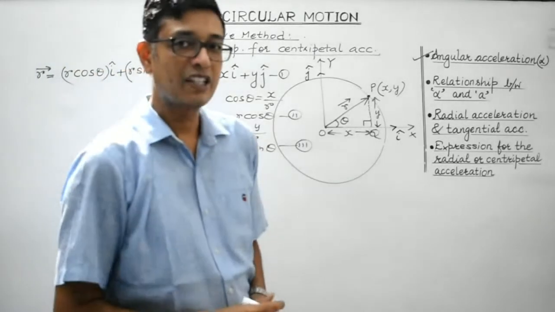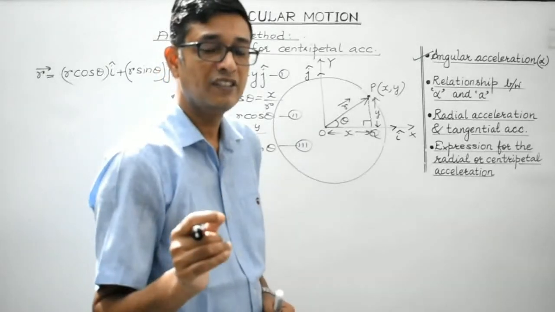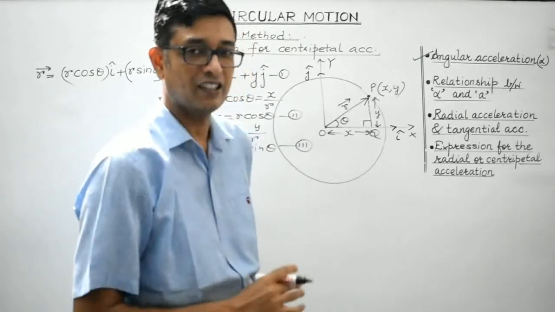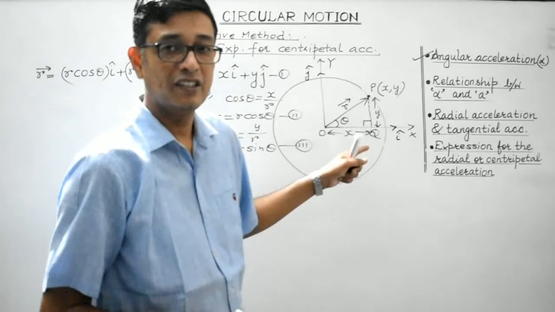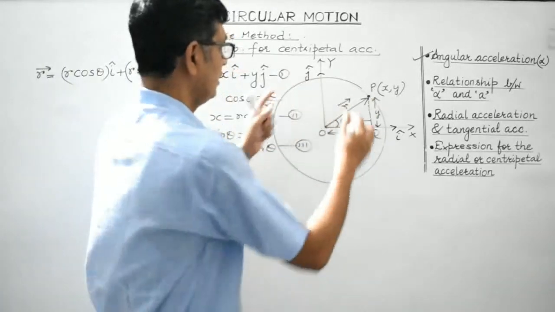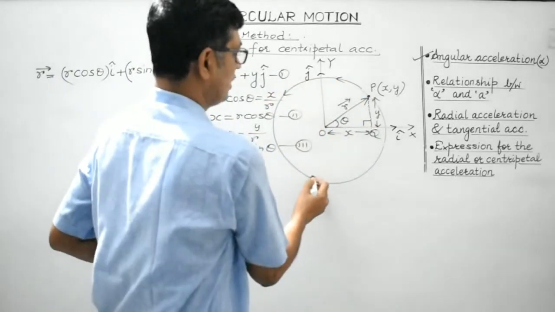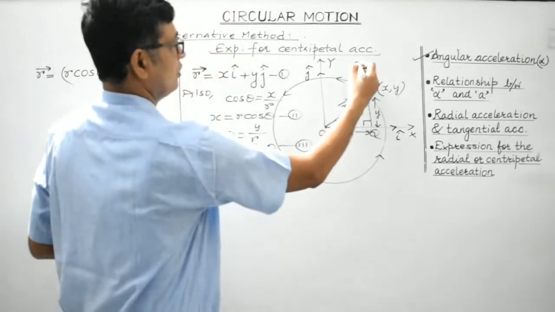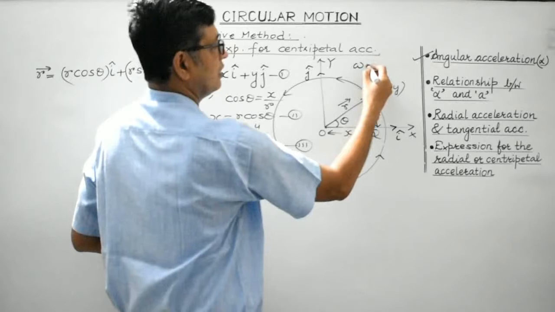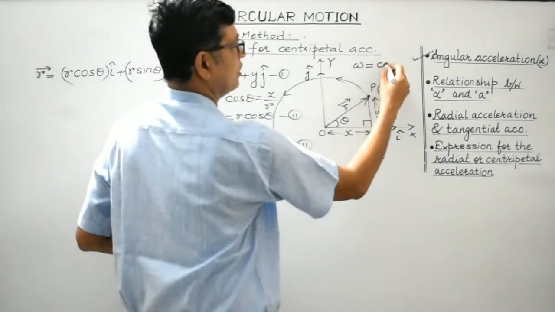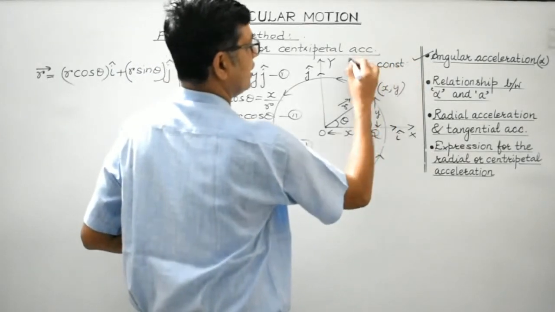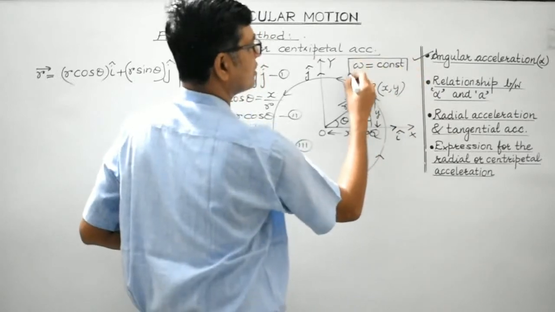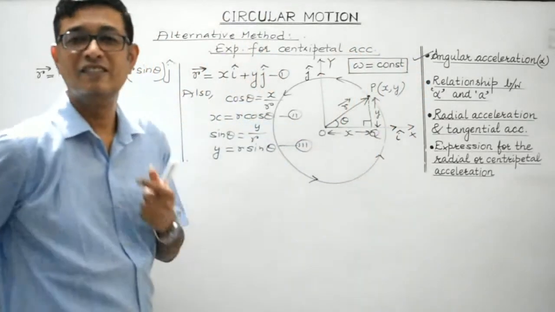Now our main objective is to find out the expression for the centripetal acceleration. And here we have considered the body to be moving in a circular path in the anti-clockwise direction with constant angular speed, right? So we are discussing uniform circular motion. So here the body is assumed to be moving with constant angular speed, right students?